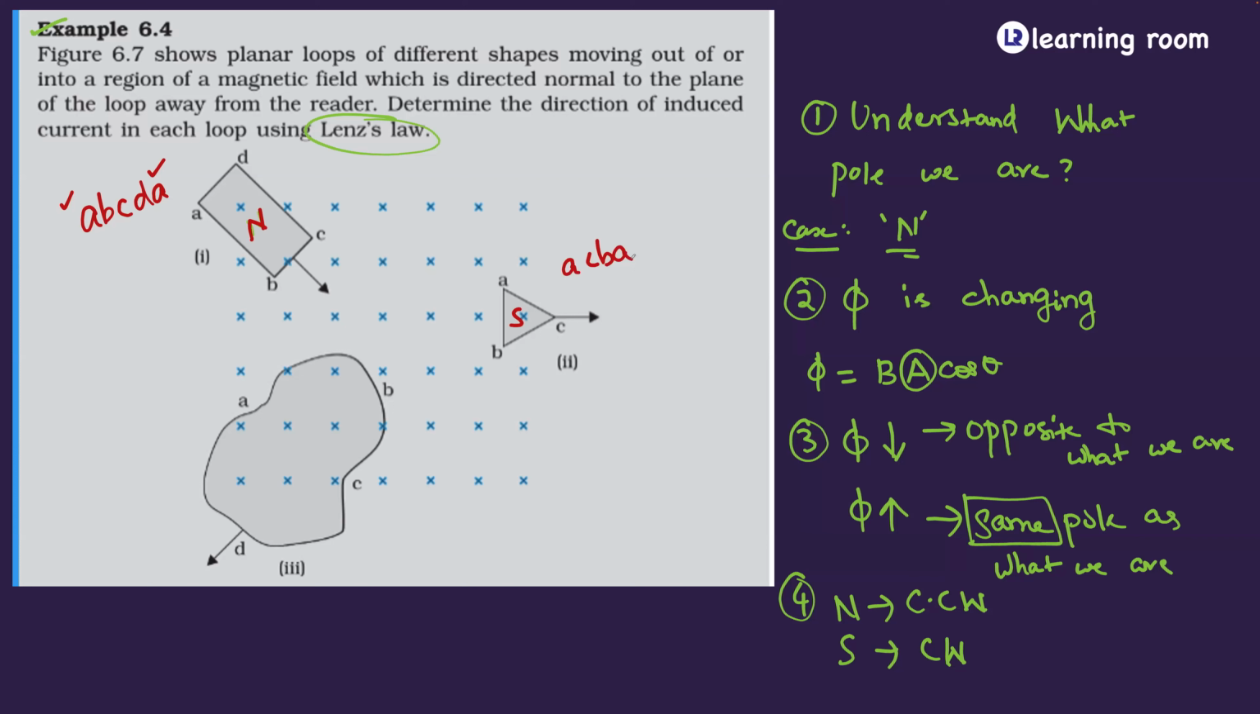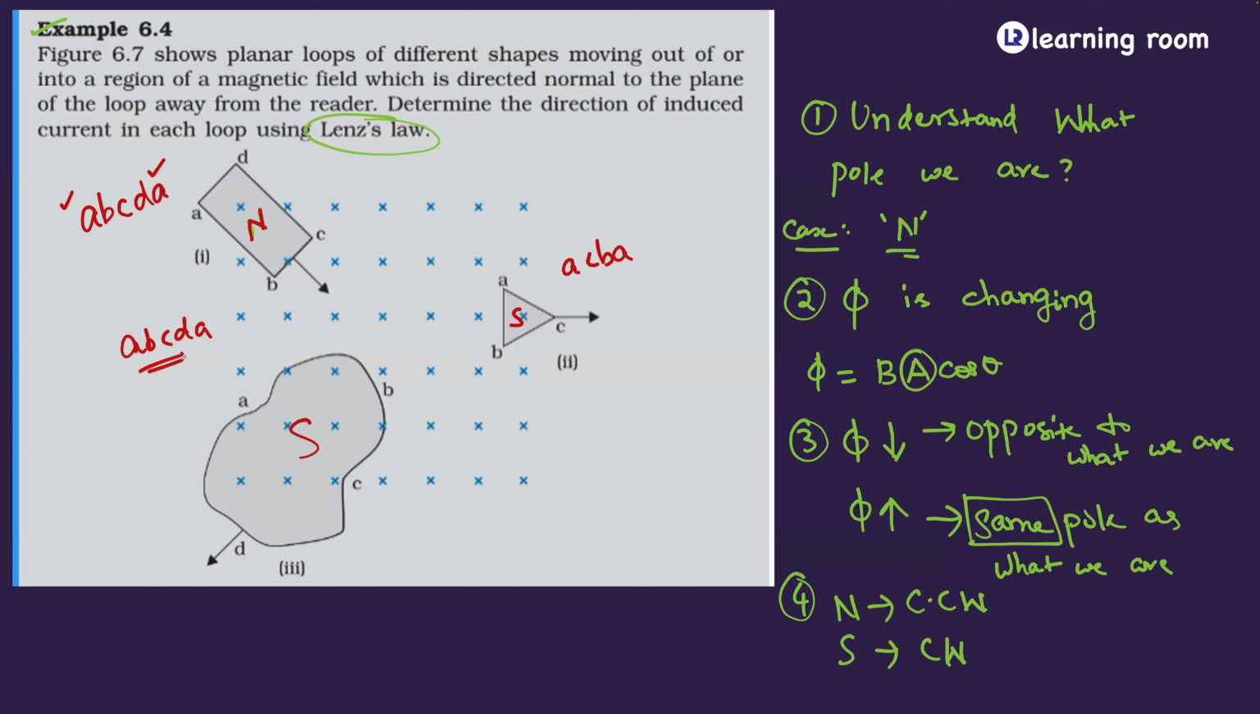What about this? It is moving out. So when it is moving out of the magnetic field, flux is decreasing. Flux decreases, so the opposite pole of what we are. North, it should be south. South means clockwise current. Answer will be A, B, C, D, A. That's it.